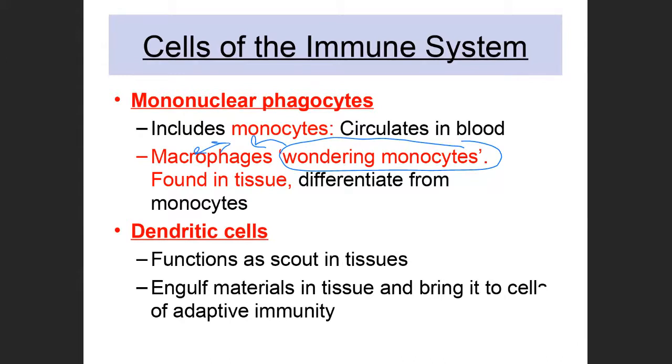Dendritic cells, and you'll see from the next picture that dendritic cells are actually relatives of these macrophages. They run around in tissues. Also, they're called scouts because they're looking for things to eat and looking for abnormal cells or tissue. And once they find it, they're going to engulf these abnormal molecules and take them to the adaptive immunity to react to them.